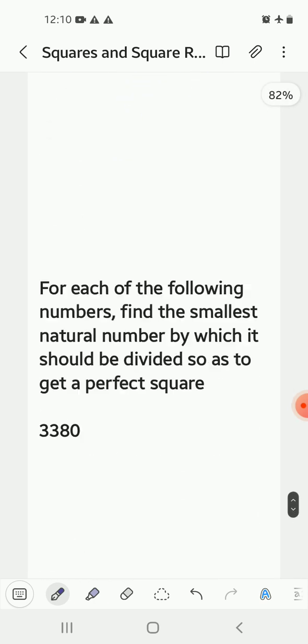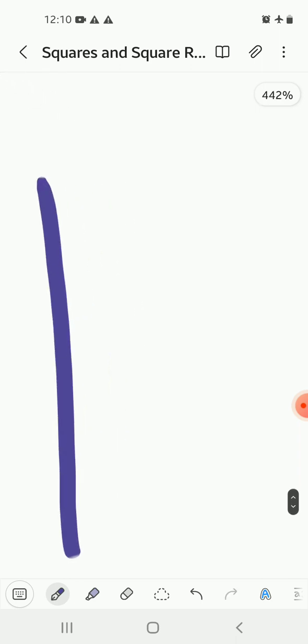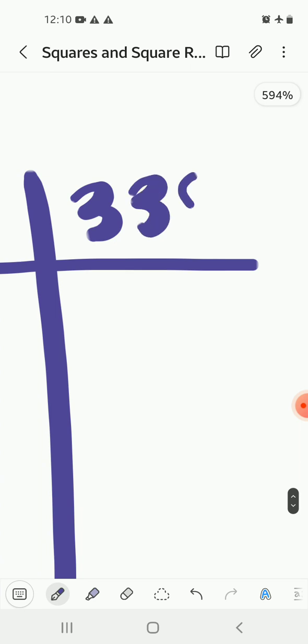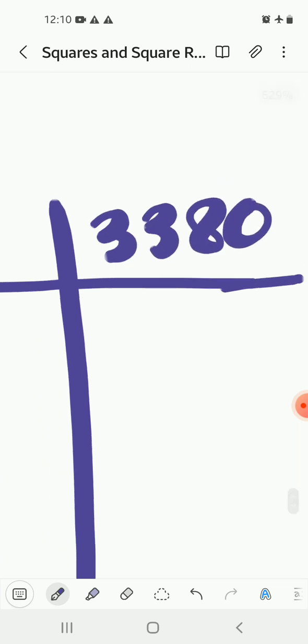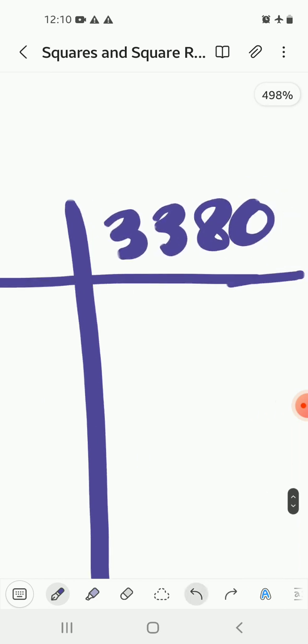We'll move to some other variation of the question over here, similar to what we had already done, but a different approach. The question says, for each of the following numbers, find the smallest natural number by which it should be divided. Previous question was about multiplication, and this is about division. So similar steps, that is 3380, the question given, it is definitely not a square. So first step is find the factors. So 3380, it is an even number. You can see there is a 0 in the units place.